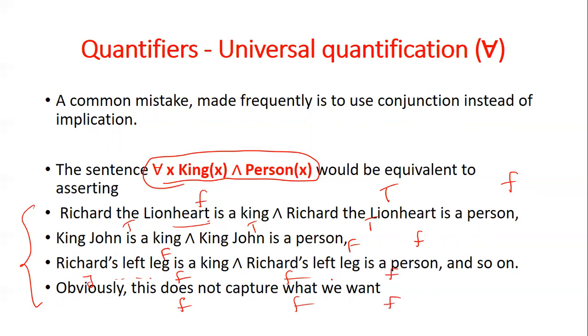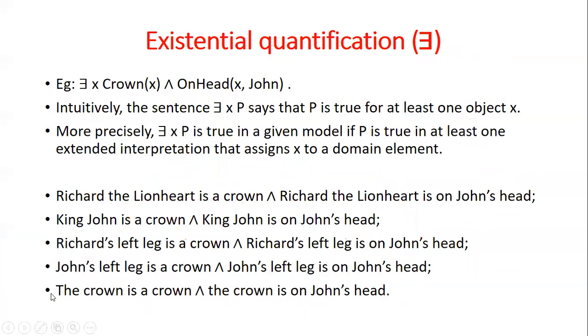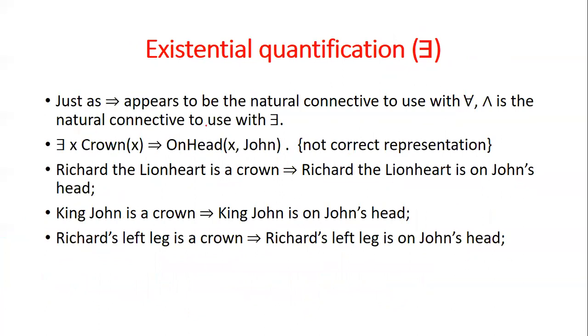So if you use and for universal quantification, what happens? There is only one true, and the remaining all become false. But with universal quantification, you have to make everything true. Hence, we are saying that conjunction is not the correct way to use for universal quantification. You have to use implication. But conjunction can be used with existential quantification, where we have to make sure that the statement is true in at least one interpretation.